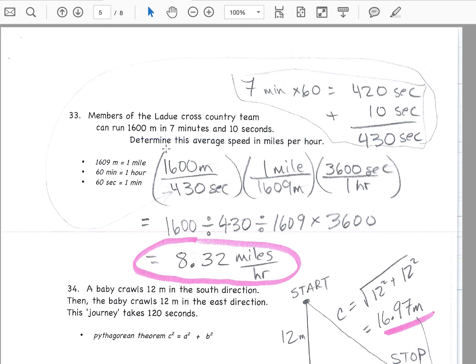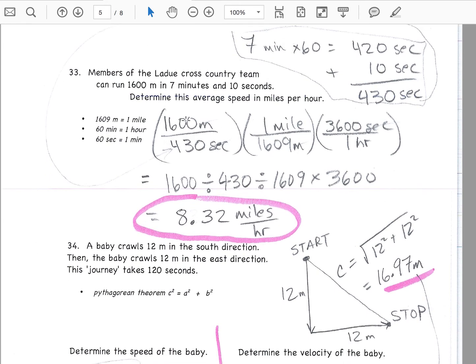Conversions, the key on these is just make it all 1 unit at a time. So 7 minutes is 420 seconds, plus 10 is 430 seconds. So you go 1,600 meters, make that all 1 unit of time. That's the whole key. And then it's just drop the meters down, change it to miles. Move the seconds up and change them to hours. And then that's how you can do the conversion.